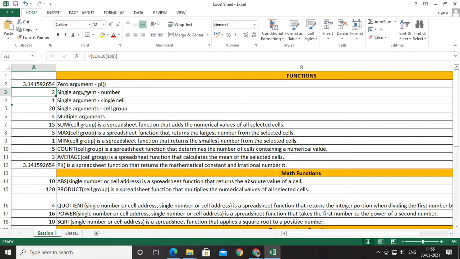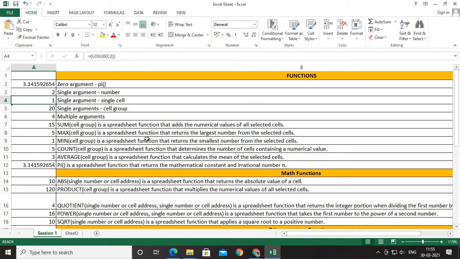Now it's single argument time. We are going to pass one number as an argument into the function. Log 10 of 100. This is a number. I passed one number as an argument to the function. So the result is available here, and what we got is 2.